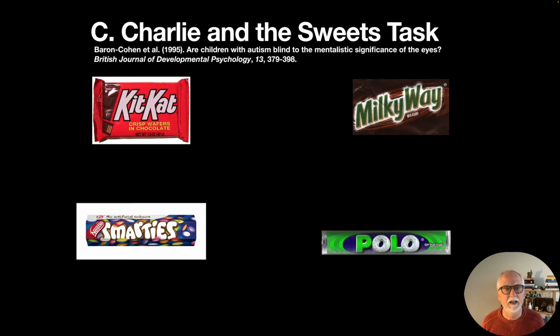Finally, a very simple kind of task that you can do with children is called the Charlie and the Sweets task. Again, you could do this with adults. You could do it with adult patients that you're worried about. And so you might show them these 4 different kinds of lollies or sweets, okay? And then first of all, you'd ask the child or the adult, which sweet would you like of those 4? Okay, so you could say Kit Kat, Polo, whatever, right?